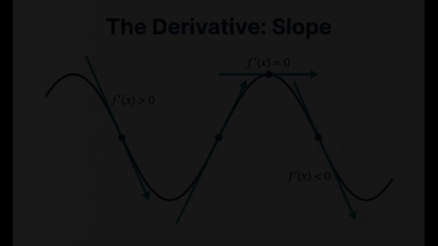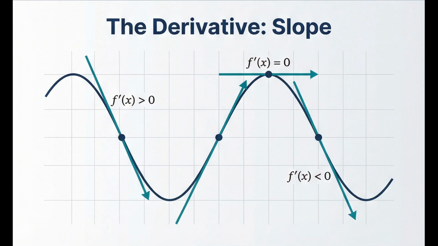A derivative represents the instantaneous rate of change, essentially the slope of a curve at a single specific point. Imagine a tangent line touching the curve just once. The slope of that tangent line tells us how fast the function is changing right at that moment.